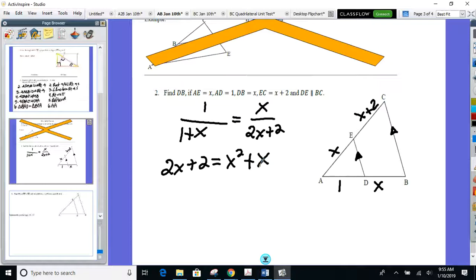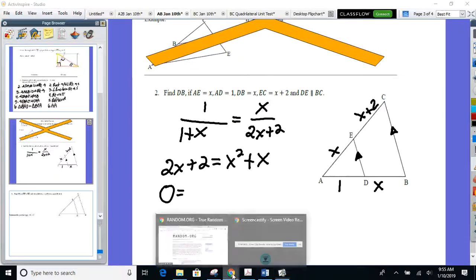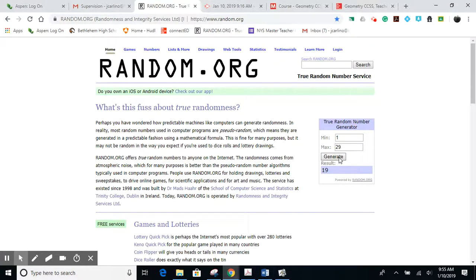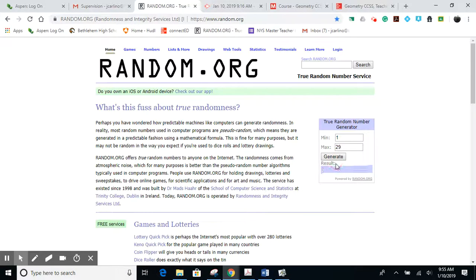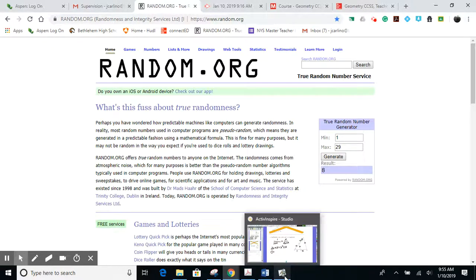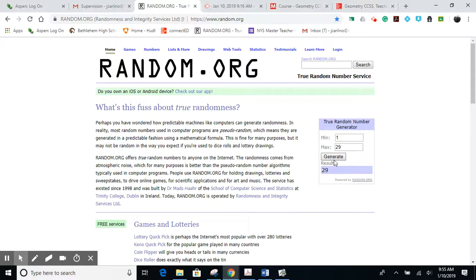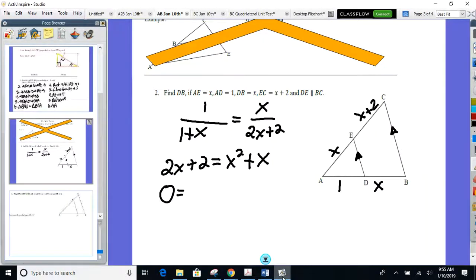Let's get one side equal to 0 for me. Leave your x squared positive. Move over the 2x and move over the 2. When you're ready, let me know what it's equal to 0. Not here. Look at that. Shocker. Here we go. x squared. Move over the 2x. What do we end up with?